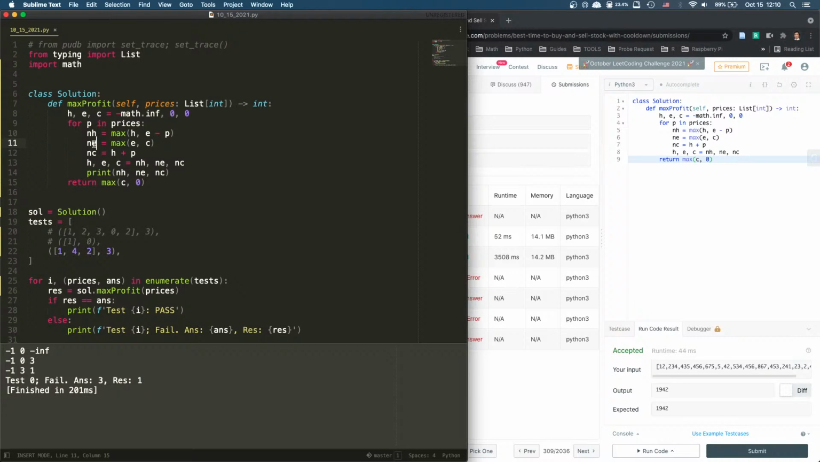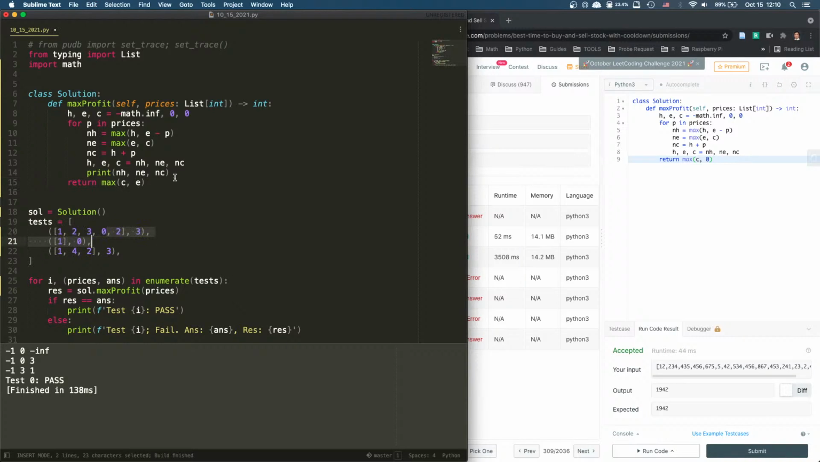Well, what shall we return? Maybe the maximum of these 3. Okay, so what we can say is it's not going to be the holding state, right? Because if you're in the holding state, that's always going to be less. So you always want to sell. And when you sell, you can either be in C or in E. So how about we just say max of C and E, right? Max of C and E will pass.